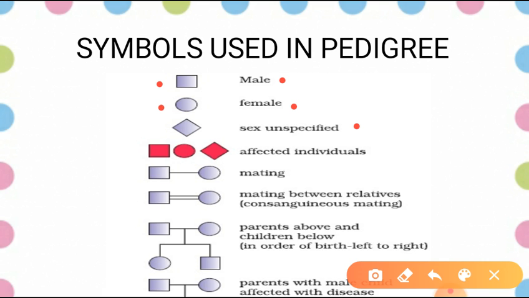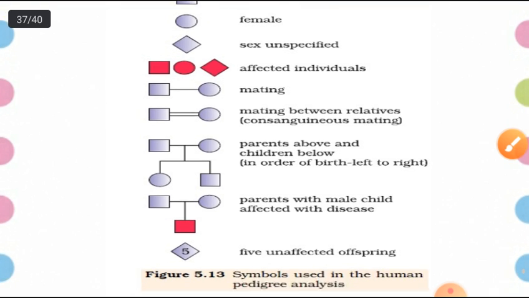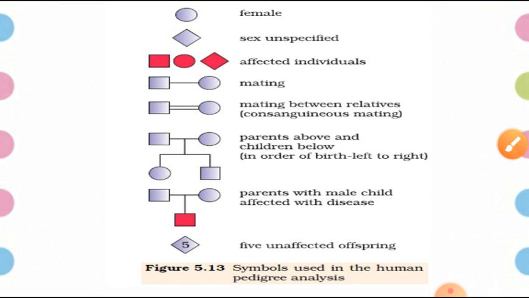Then here it shows the parents and then their offspring. The order of birth is from left to right side. Then here again you can see the parents with male child. Here it is a male parent, female parent, mating line, and the child is a male child, but it is shaded. That means they are having an affected child. Clear? So these are the symbols used in case of pedigree analysis.